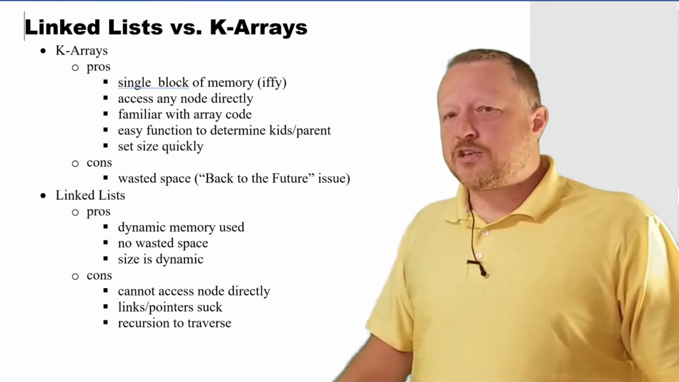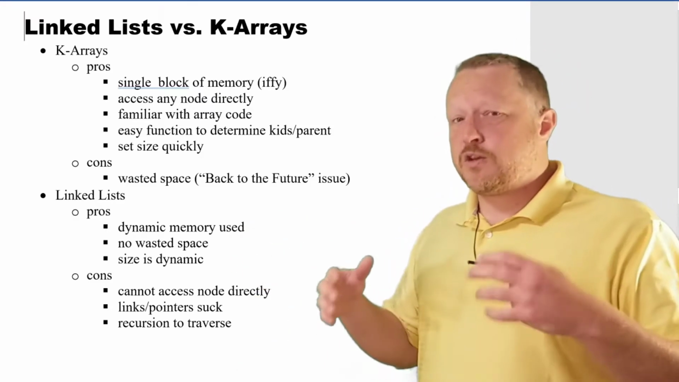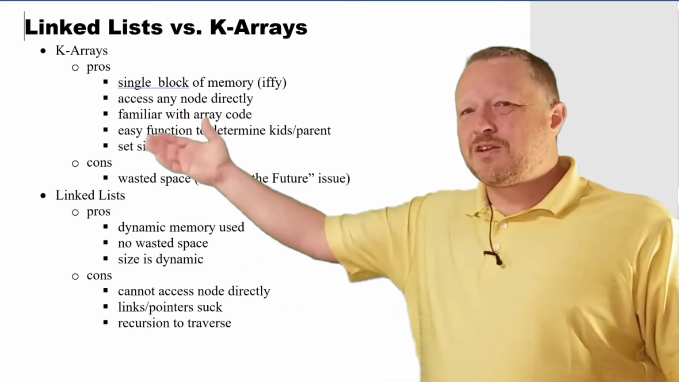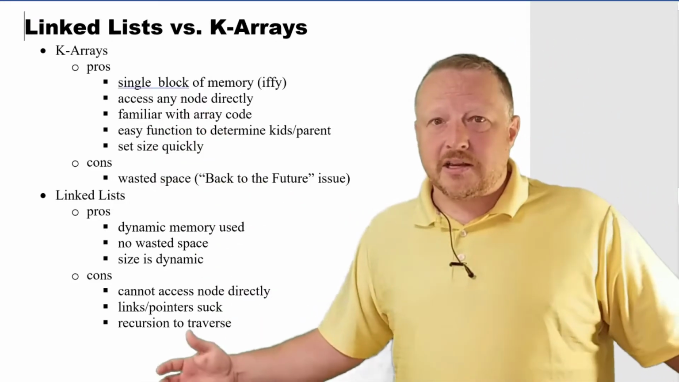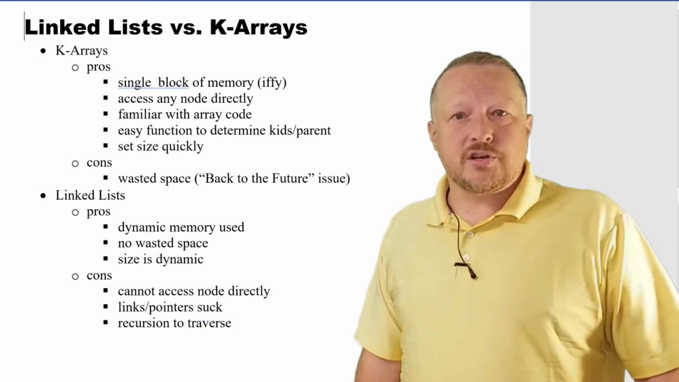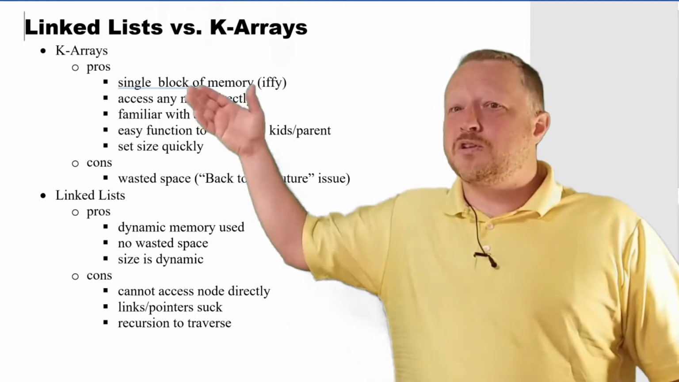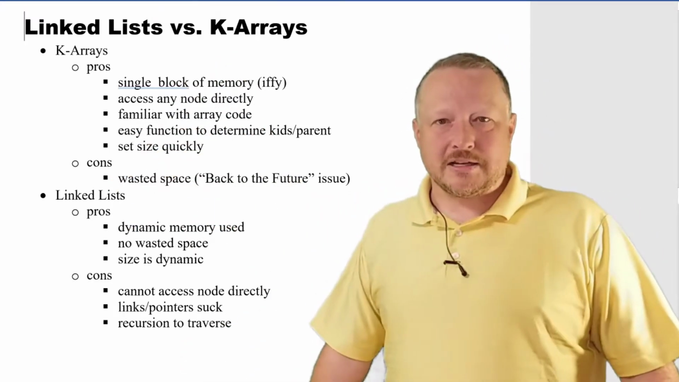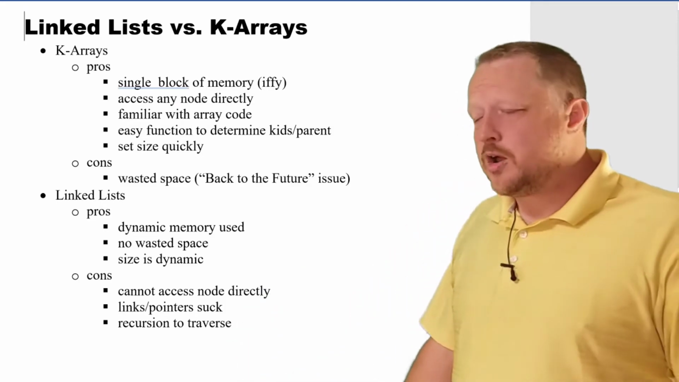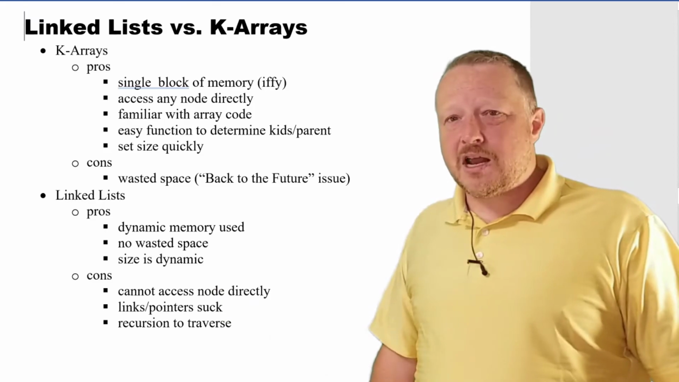In linked lists, the pros are that you're going to have it dynamically created. So if you don't need the node, you don't have to set the size like you did in the K-ary array. What if you don't know exactly how big your application is going to get? Then this one honestly is going to make more sense. Otherwise, you've got to recopy things, resize everything, and that takes a lot of time, especially the larger and larger the tree is going to get. There's no wasted space, size is dynamic.